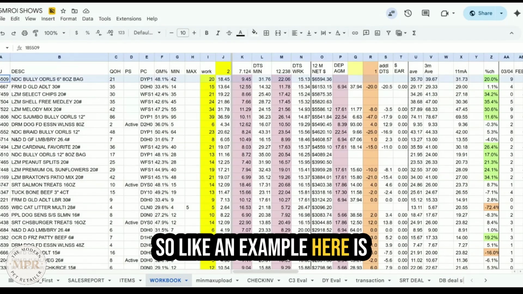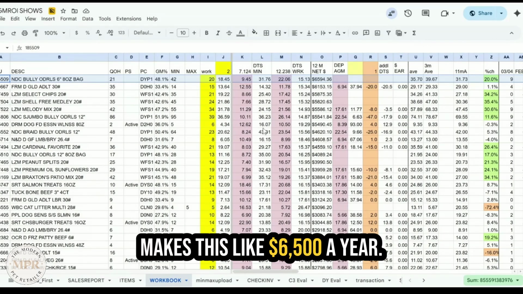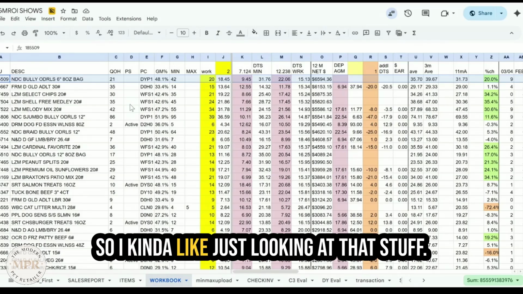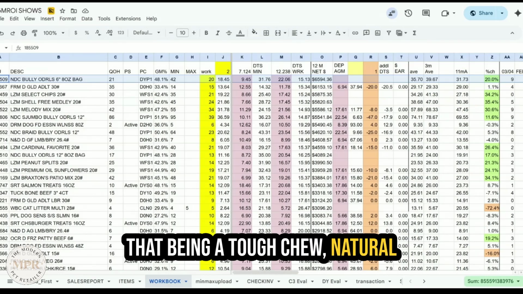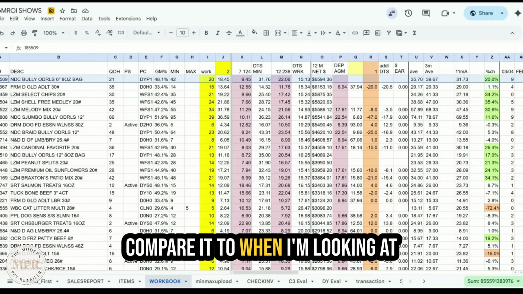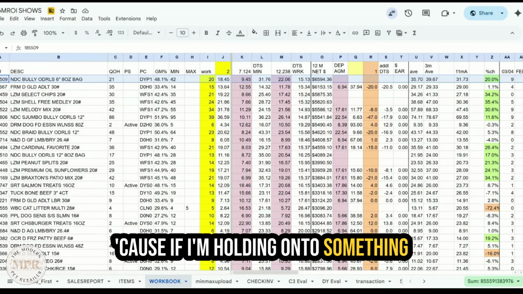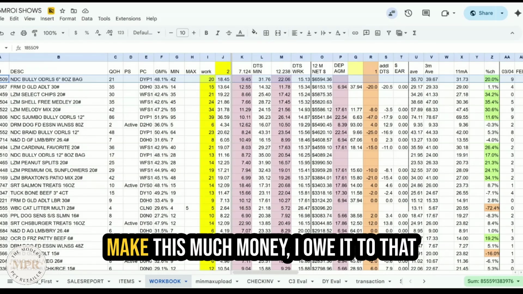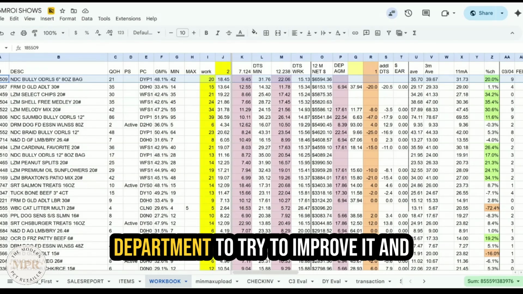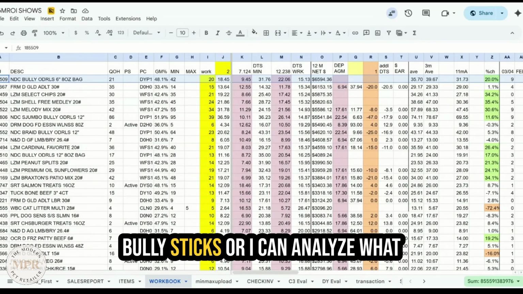So an example here is this particular bully stick bulk bag, an 8-ounce bag. As of March, like I said, it makes us about $6,500 a year. That's for one item. So I kind of like just looking at that stuff. And then I know for the category, that being a tough chew, natural bully stick type chew, what to compare to when I'm looking at the lower end and what the potential of the higher end could be. Because if I'm holding on to something that's just a slow mover in that category, and I know I have the possibility to find an item that can make this much money, I owe it to that department to try and improve it, remove the lower one and try to find that next big win, like these particular bully sticks.